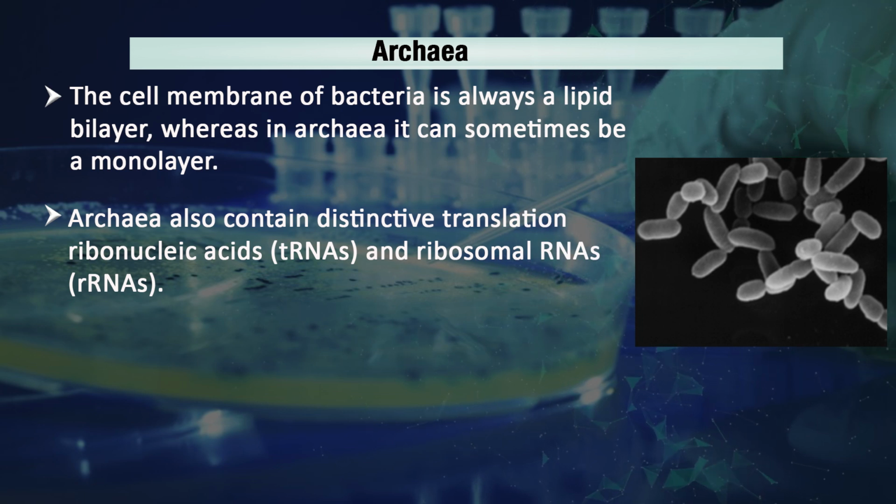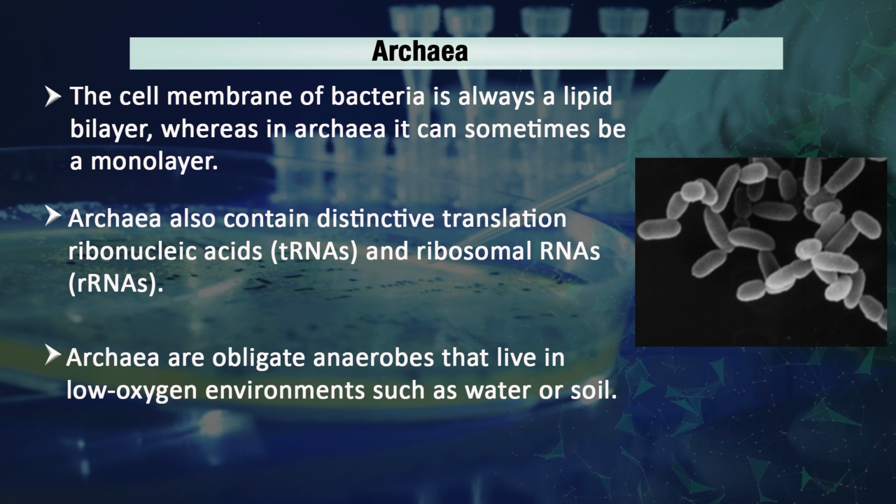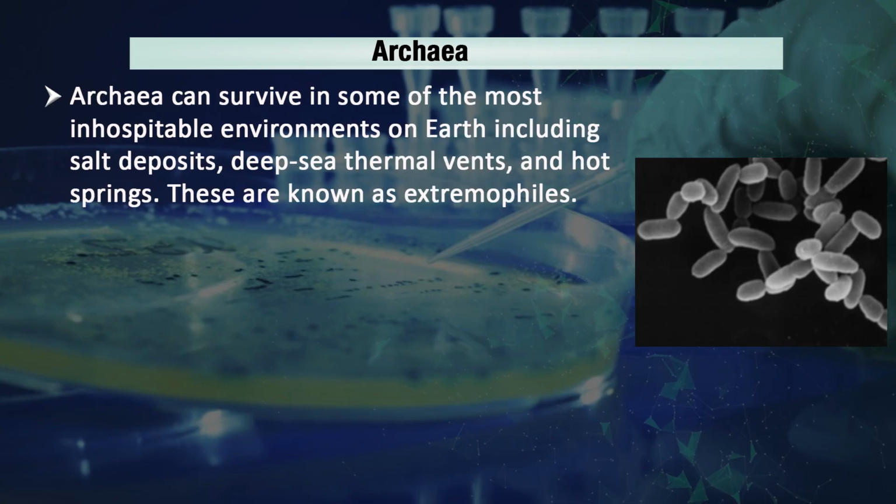Archaea also contains distinctive transfer ribonucleic acid and ribosomal RNAs. Archaea are obligate anaerobes that live in low oxygen environments such as water or soil. Some examples of archaea include Aeropyrum pernix, Ignisphaera aggregans, and Metallosphaera sedula.